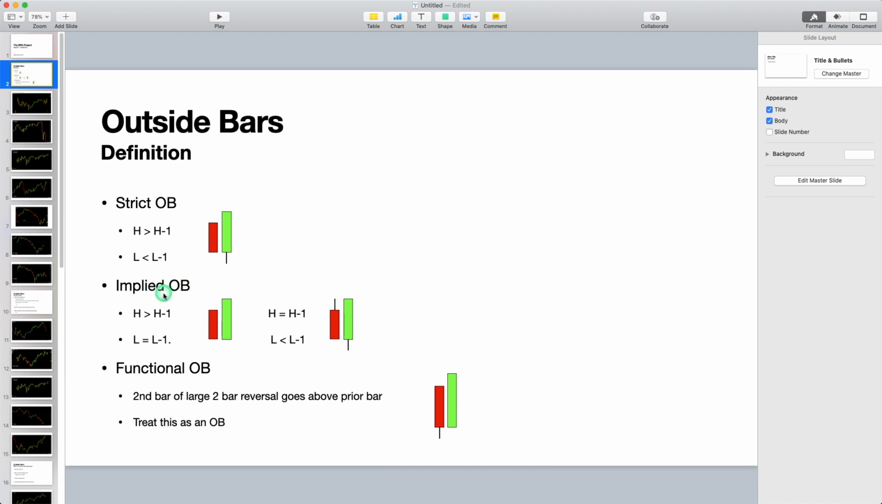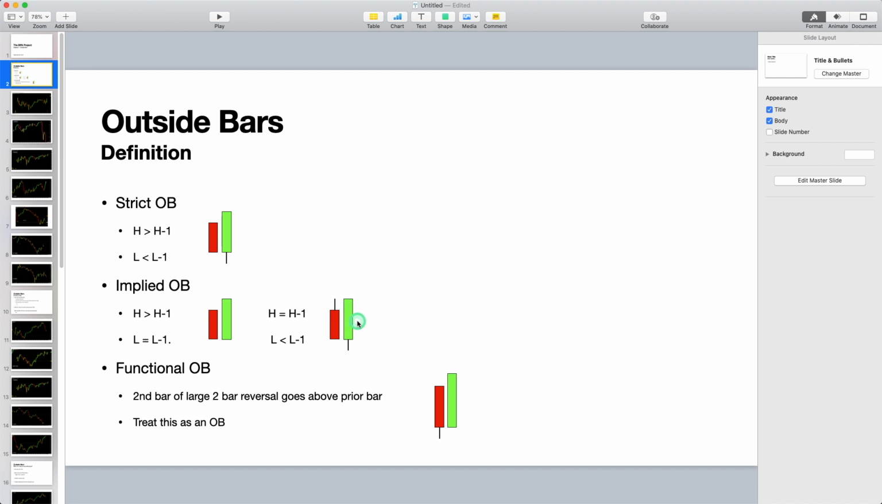There's also an implied outside bar, or what Al calls an almost outside bar. The implied outside bar is when one extreme is outside the other. So for example, in this case, this high is greater than that high, but the lows are equal. So it functions as an outside bar. It's good enough, and Al often says that with these patterns, when they're good enough, they'll function the same way. So the lows are equal, but this high is greater than that high, so it's still an implied outside bar, and you can treat it as an outside bar.